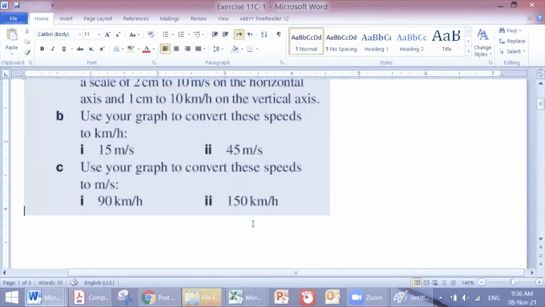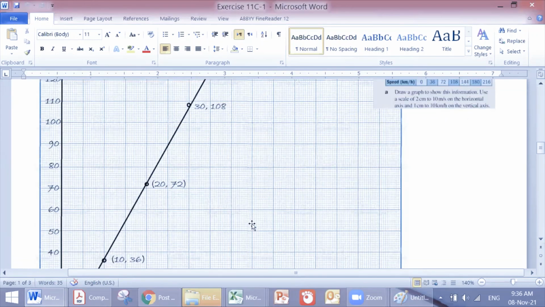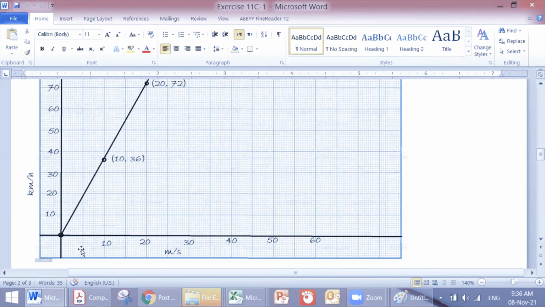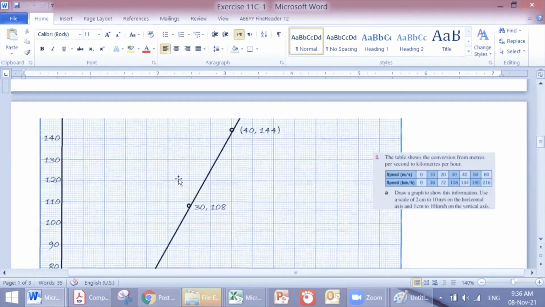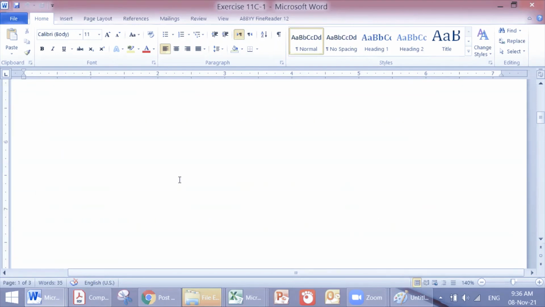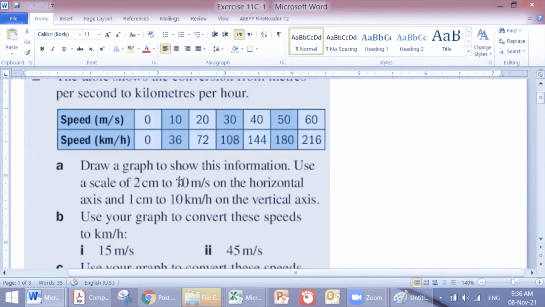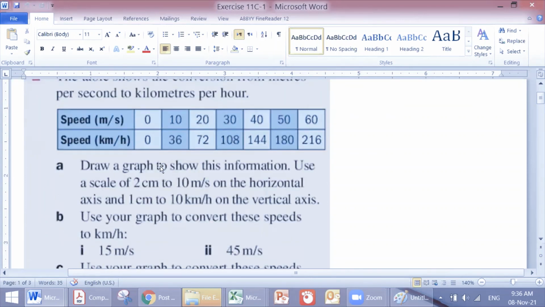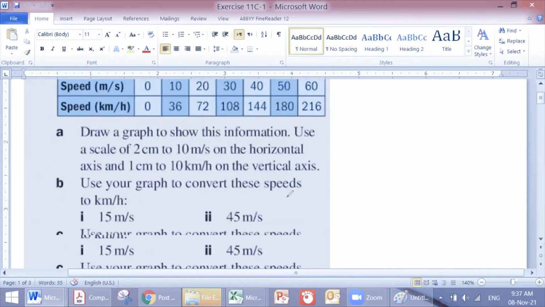Now this one is drawing the graph. How can you draw the graph? I will tell you to paste it on the paint tool, and it is better that you paste it on the paint tool and draw it, and then give me the result in your question answer field. So this table shows the conversion from meters per second to kilometers per hour. So this is the scale which is given to you. Draw a graph to show this information. Use a scale of 2 centimeters to 10 meters per second on the horizontal axis, and 1 centimeter to 10 kilometers per hour on the vertical axis.